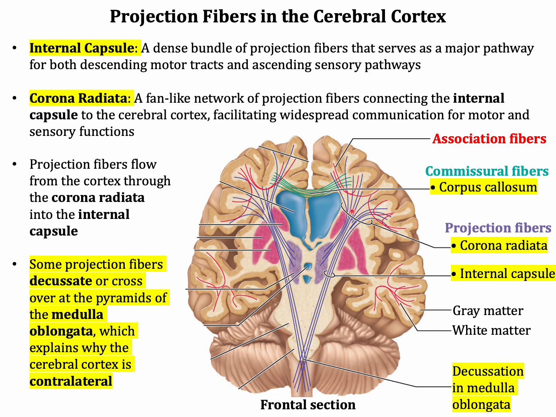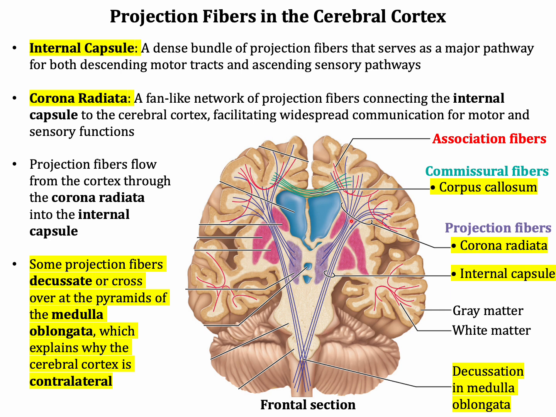So we have this thickened area on both sides here that condenses to form an internal capsule. And this is just a dense bundle of projection fibers serving as a major pathway for both descending and ascending tracts. Descending are going to be carrying motor information, ascending are carrying sensory information.